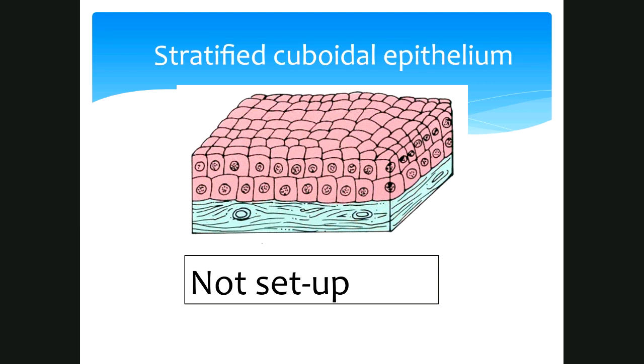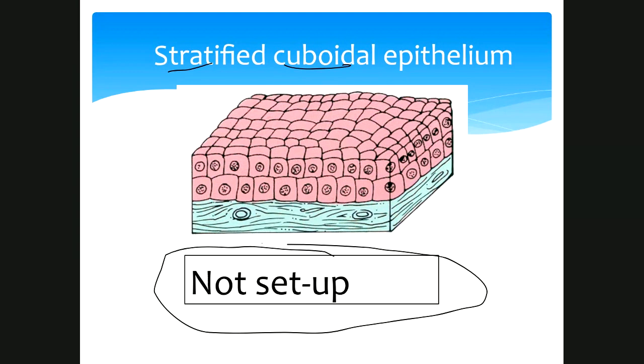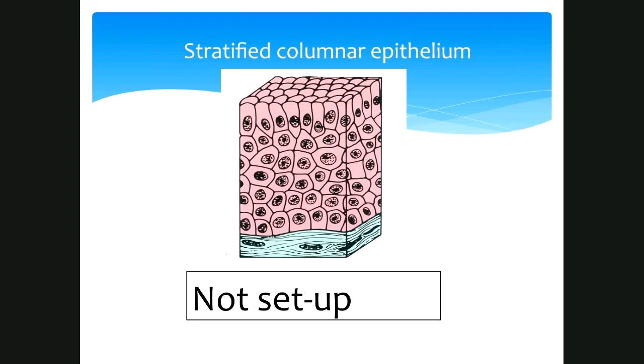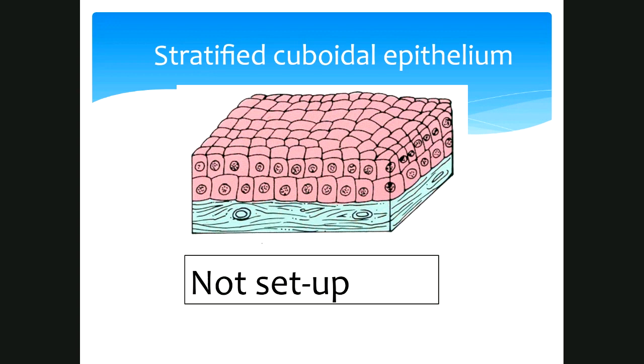Let's look at stratified cuboidal. And look, I have this thing here where it says not set up. So if you were actually in the lab, there would be no microscope for this. We wouldn't set it up. The reason why is because it's not a very common tissue. It's a rare tissue. And so is this one, stratified columnar, not set up because it's a rare tissue. But let's look at it. If we go back here, look, stratified means more than one layer, cuboidal. So look, the outer rows are shaped like cubes. Well, again, this is a rare tissue. You can buy it in your lab book if you want, or you can go to the lecture on this where I talk about it. But we're not going to spend much time with it.